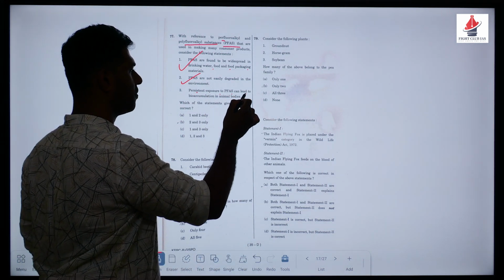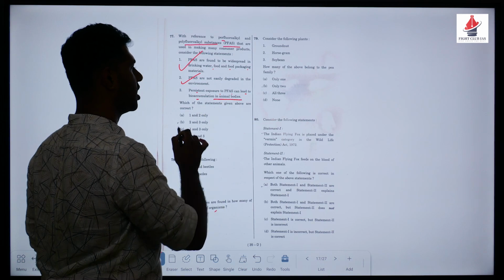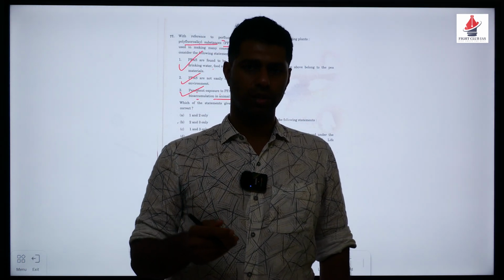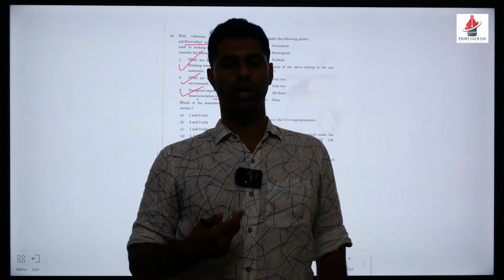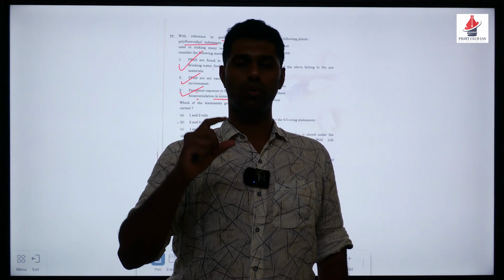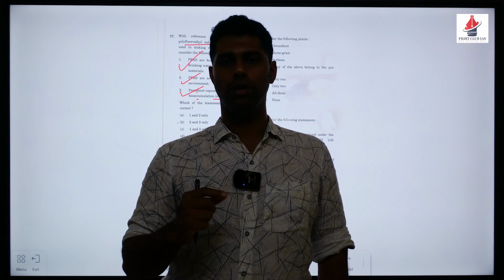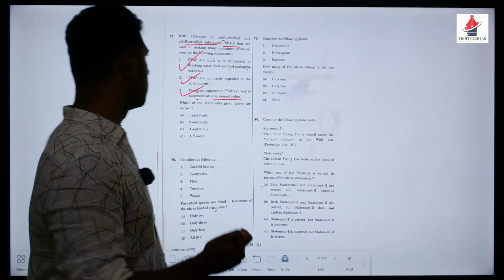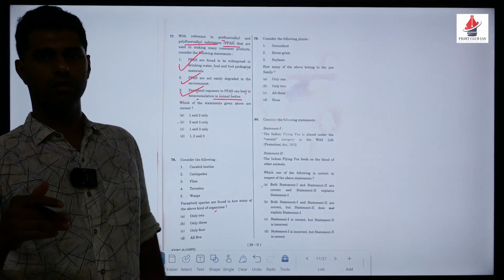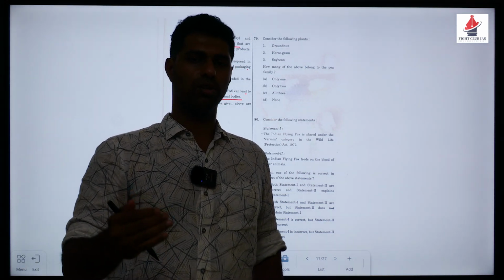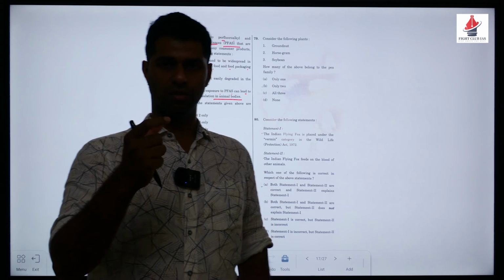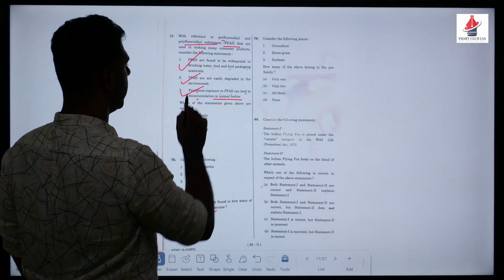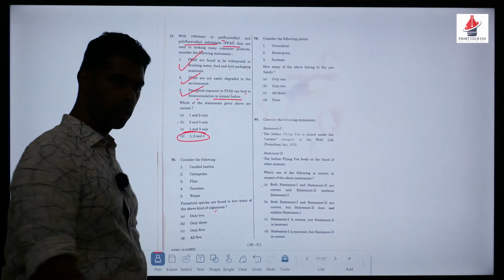Persistent exposure to PFAS can lead to bioaccumulation in animal bodies. Yes, this is true. See, when PFAS is bioaccumulating in human bodies, it is leading to lower levels of immunity. Immunity or production of antibodies is not happening at a faster scale. And you find that PFAS has been banned under the Stockholm Convention, right? Under the Stockholm Convention, it is in one of the lists. Clear? So the answer for this is 1, 2, and 3.